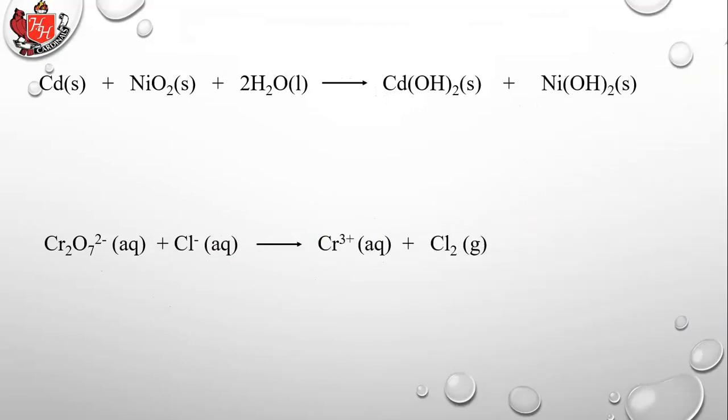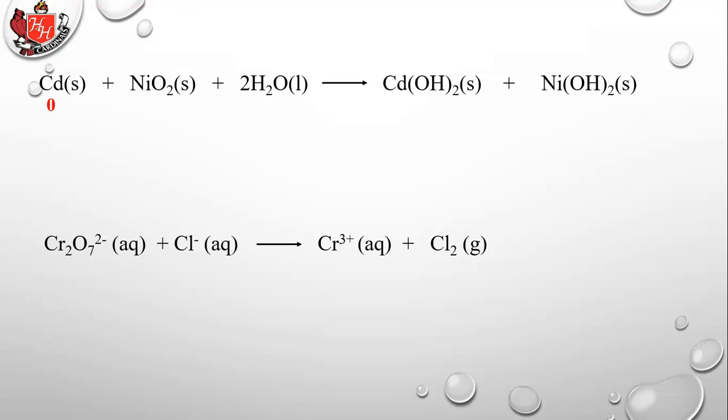So let's do a couple of these. The first equation looks kind of complicated, but let's see, it's not that hard. So first of all, cadmium is an element by itself. It's a lone element, it's a natural element, so it has an oxidation number of 0.